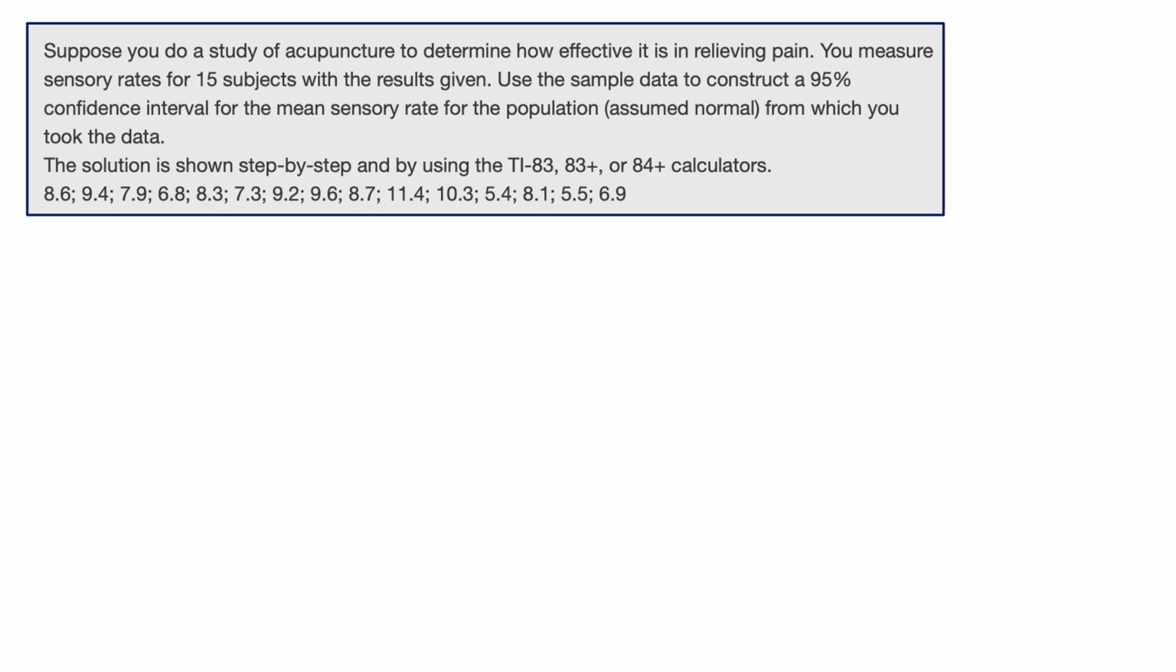You measure sensory rates for 15 subjects with the results given. Use the sample data to construct a 95% confidence interval for the mean sensory rate for the population, assumed to be normal, from which you took the data. The solution shown is a step-by-step using the TI-84 Plus calculators.